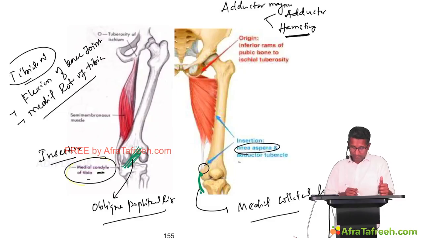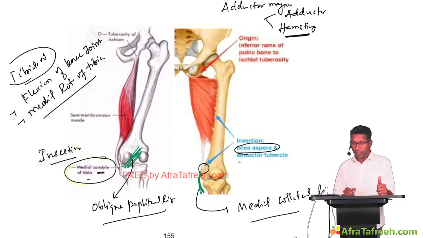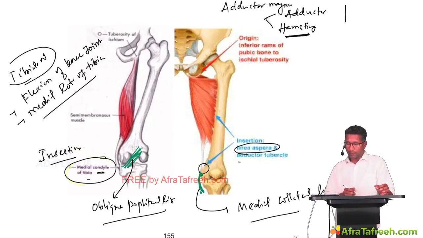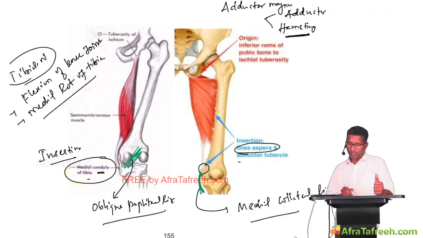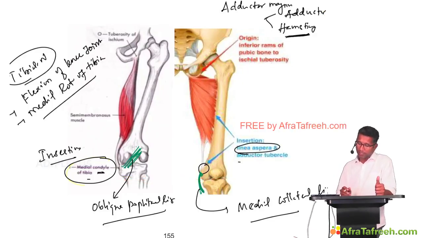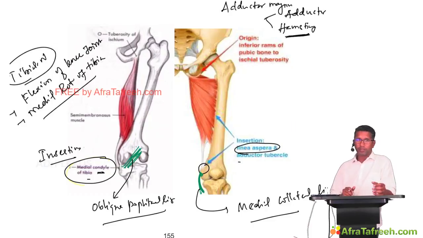Now I will ask you another question. The adductor tubercle is used as a landmark to surface mark one important structure. What is the use of the adductor tubercle? It is used to surface mark one important structure in the thigh. Can anybody tell me what structure is surface marked using this adductor tubercle as a landmark? Guys, anybody? I hope you have covered surface marking in your undergraduate days.